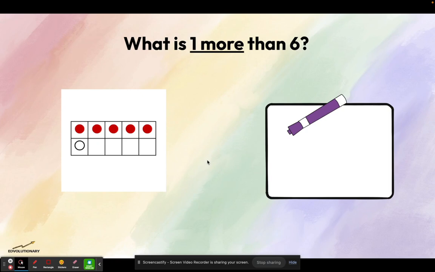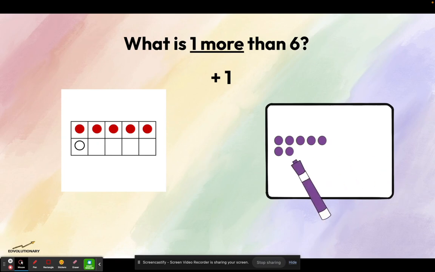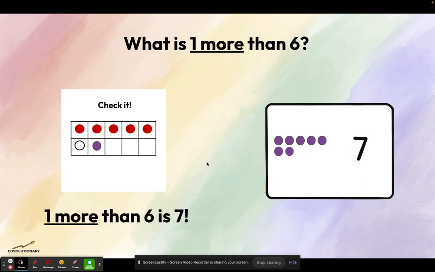Let's count as we draw our dots. 1, 2, 3, 4, 5, 6. All right. Remember, one more means plus one. So let's add one more to our board. And now let's think about it. How many dots do we have now? Let students write, show them the answer. Let's check it on our 10 frame. So we had 6 and we added one more. One more than 6 is 7.